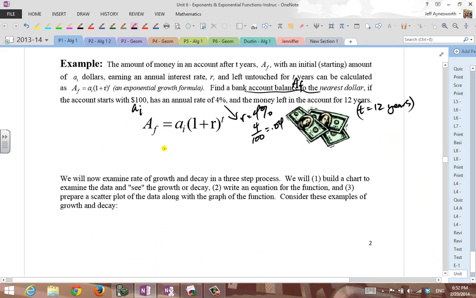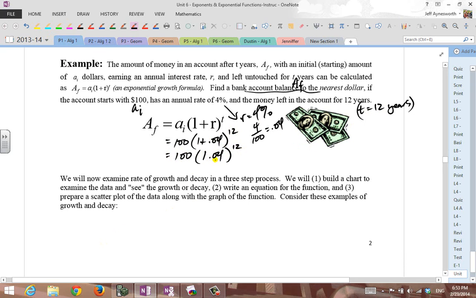Okay, so here we go. Let's substitute our values in. We know we start off with $100, so we're going to put $100 into the account. All right, we're going to add 1 plus r, but r is a decimal, it's 0.04, to the t power. Now, what's t though? Well, let's put in 12, because t is 12 in this case. So this simplifies to 100 times the quantity 1.04 raised to the 12th power.